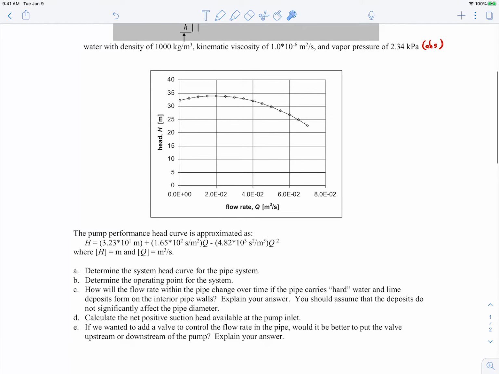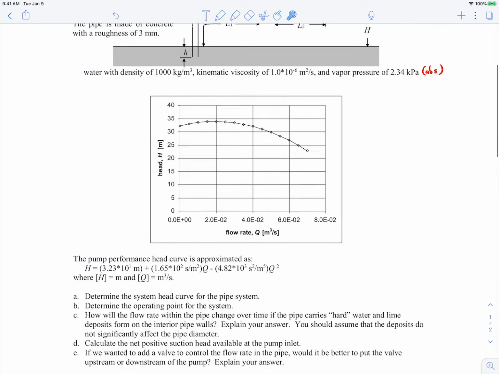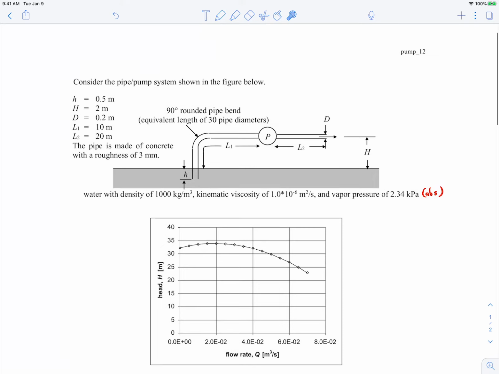So the first thing is to determine the system head curve for the pipe system. This is just a matter of applying the extended Bernoulli equation. So let's pick a couple of points. Point 1 will be at the inlet of the whole pipe system, so actually it's at the free surface. There'll be some streamline that'll go through the pipes and through the pump and then work its way to the exit here. So the system head curve should just describe the whole pipe system, which this one does. It goes from upstream of the inlet all the way to the outlet.